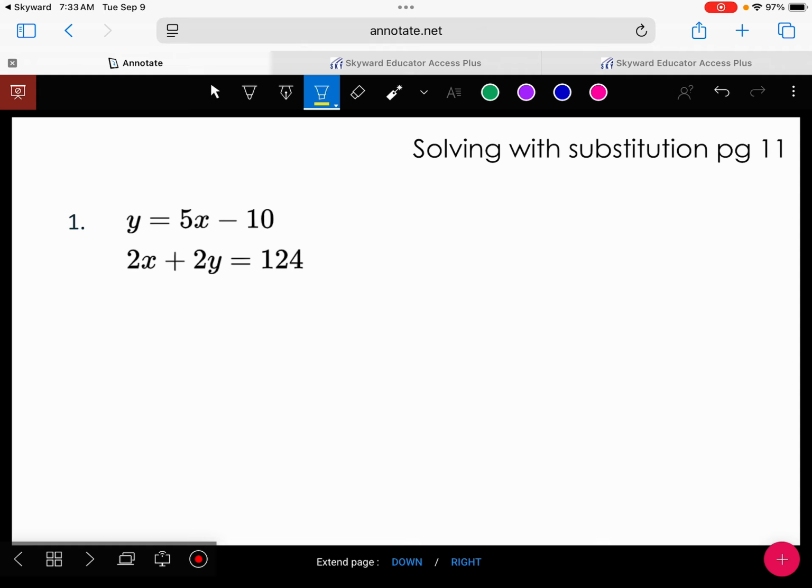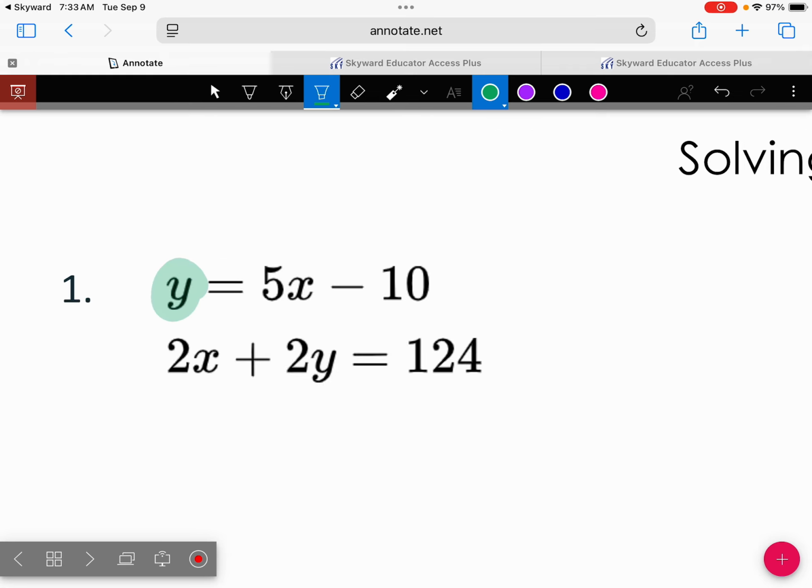It's lower on the page. Bottom half, we've got y equals 5x minus 10, and 2x plus 2y equals 124. We already have this one set up with a y equals. Here I know y equals this 5x minus 10. It's very similar to the one we had before. So when we're looking at our second equation, I want to replace the y with this thing I know about y. I know my y is supposed to be 5x minus 10.